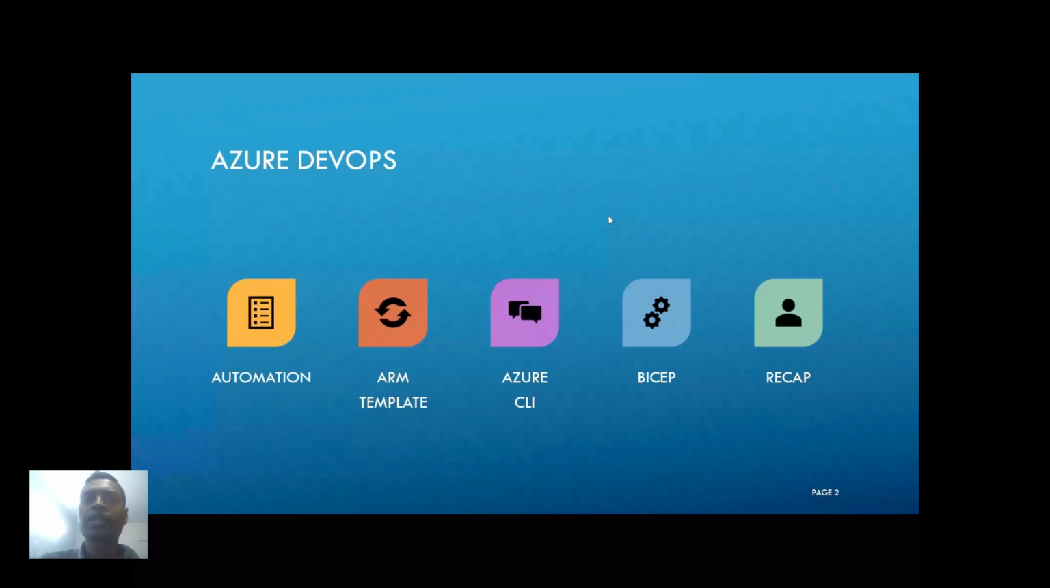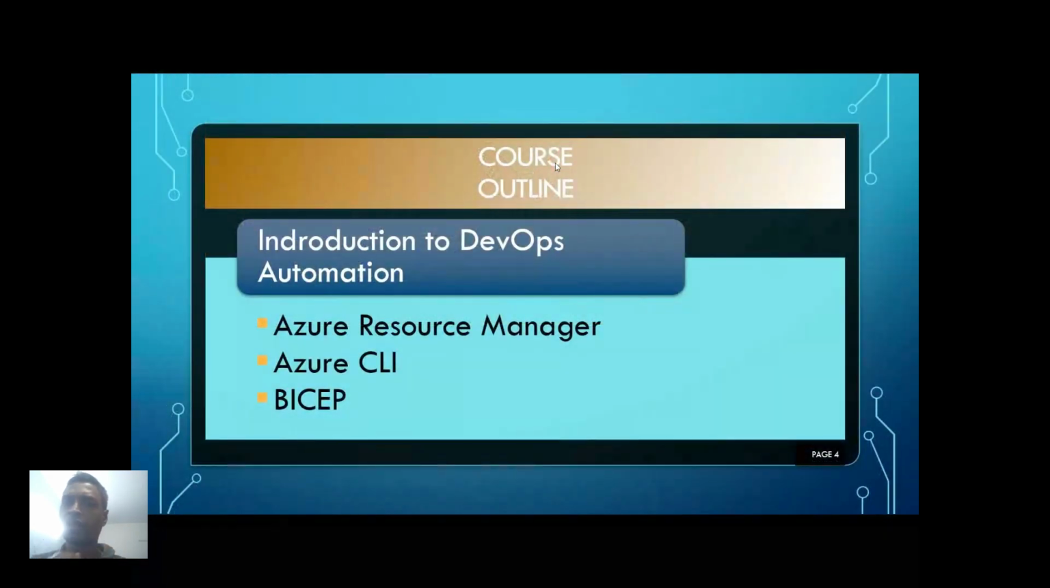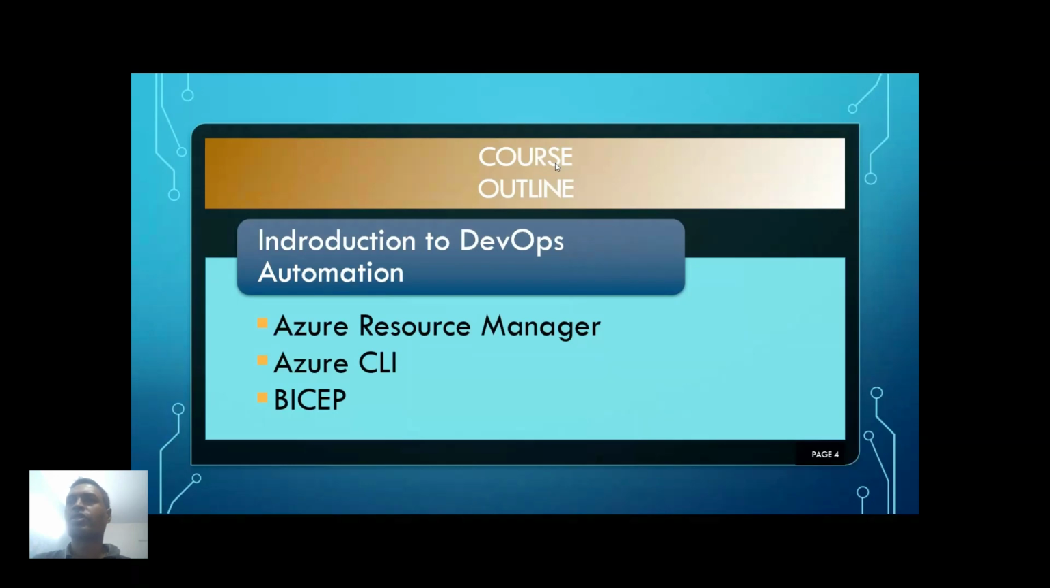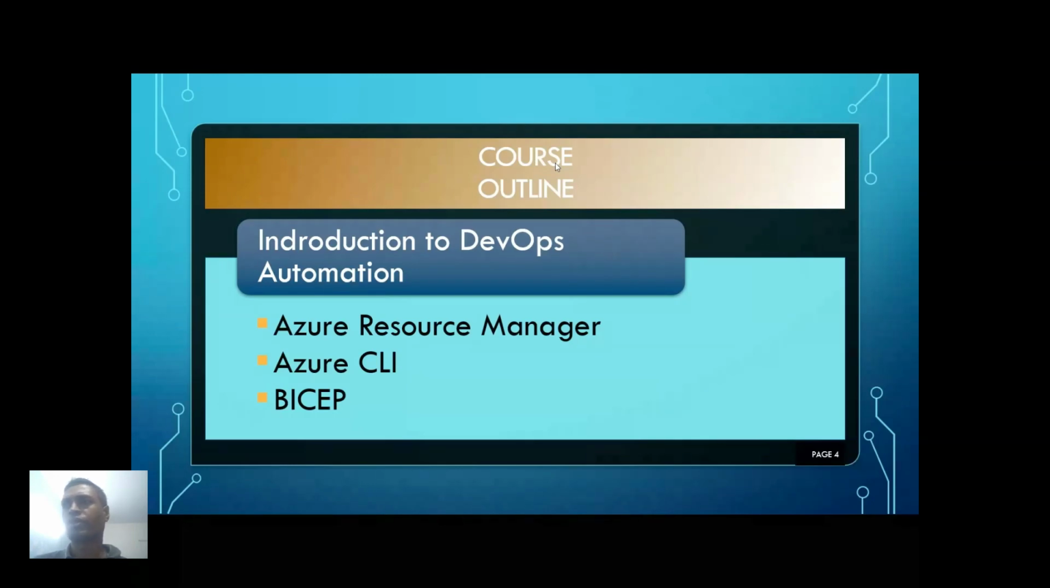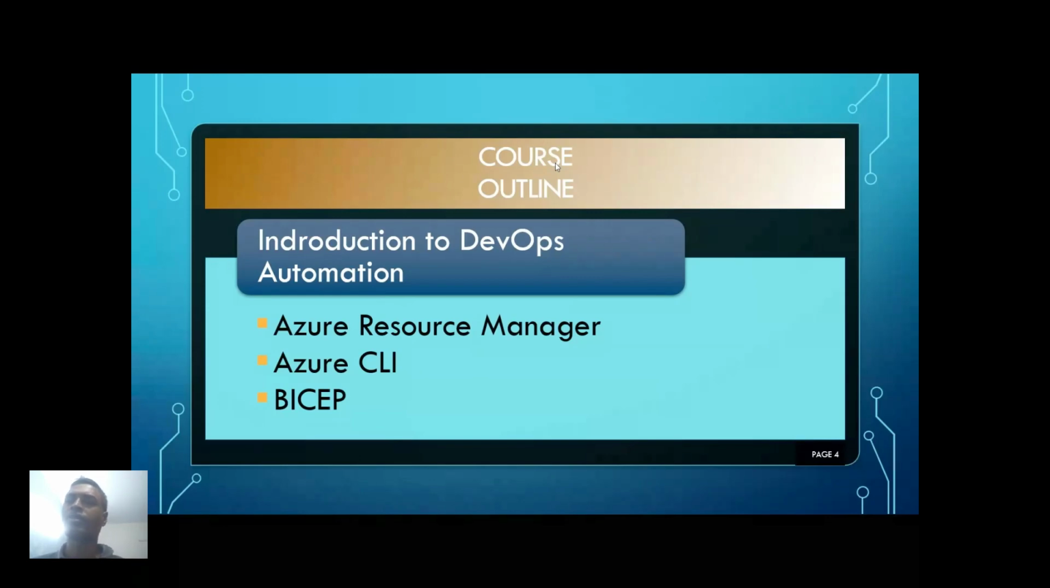Today the topics covered will be ARM template and Azure CLI, and how we can do the demo part. Azure Resource Manager is basically composed of JSON files, and JSON is the JavaScript Object Notation. It consists of schema, then we have parameter, then we have variable, then we have resource, and then we have output.